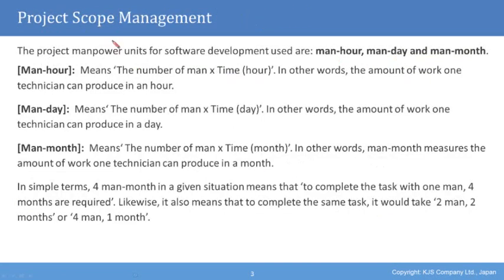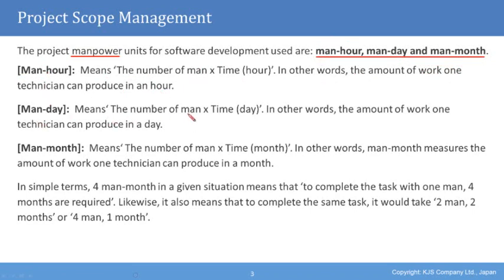Now, in project scope management, the units that we use for manpower for software development are man-hour, man-day, and man-month. They may sound like silly names, but they make quite a lot of sense. Man-hour means the number of men times the time in hours. In other words, the amount of work one technician can produce in 1 hour.